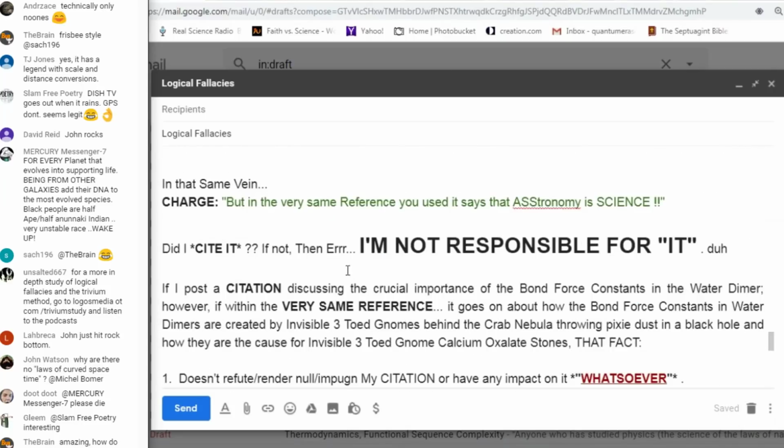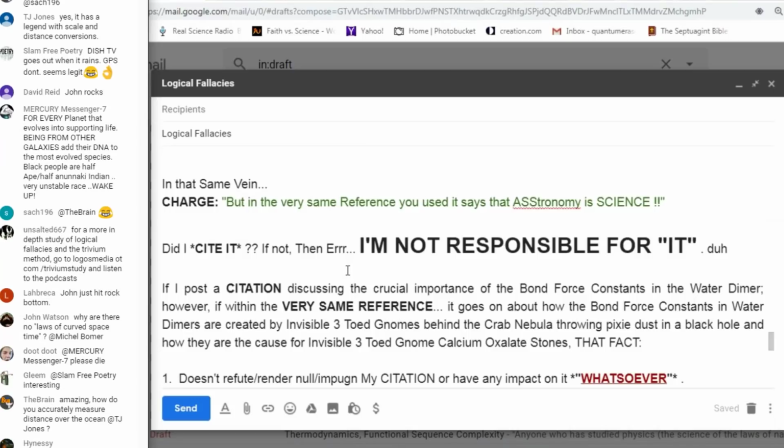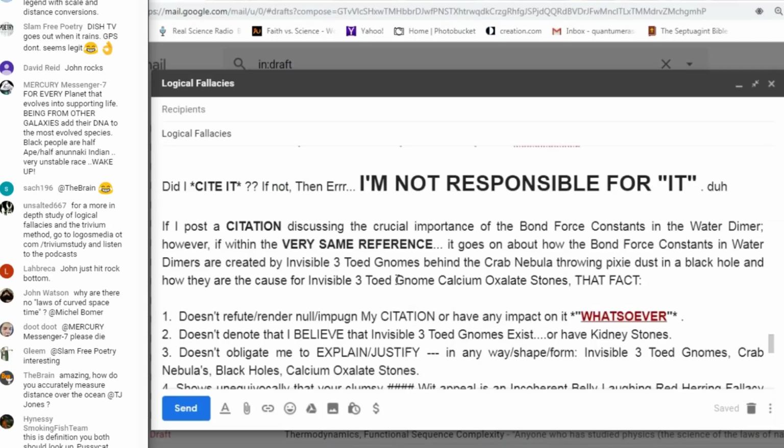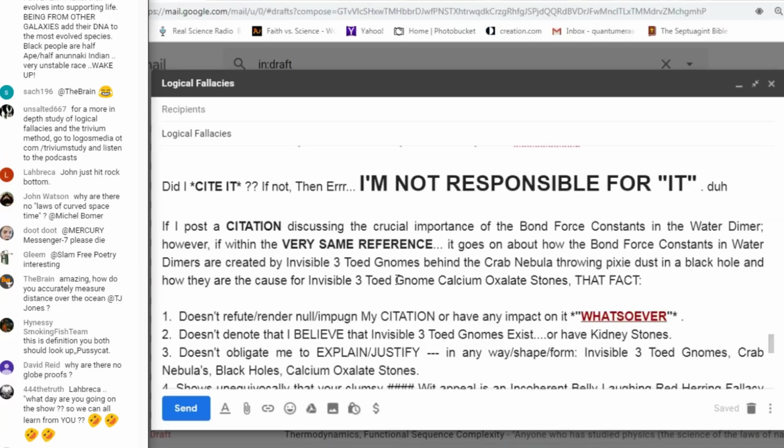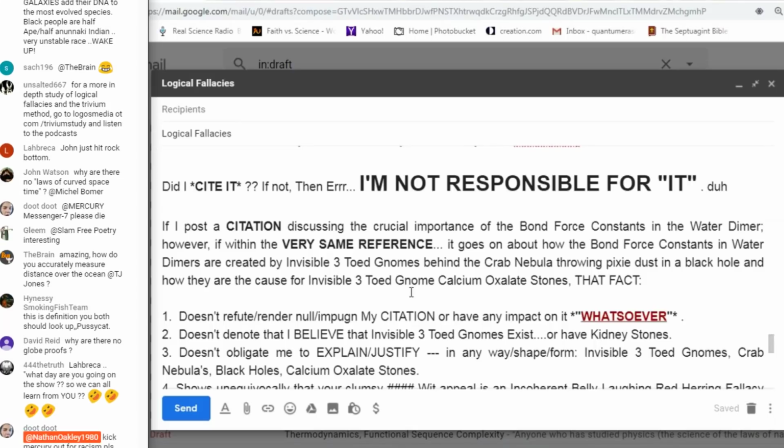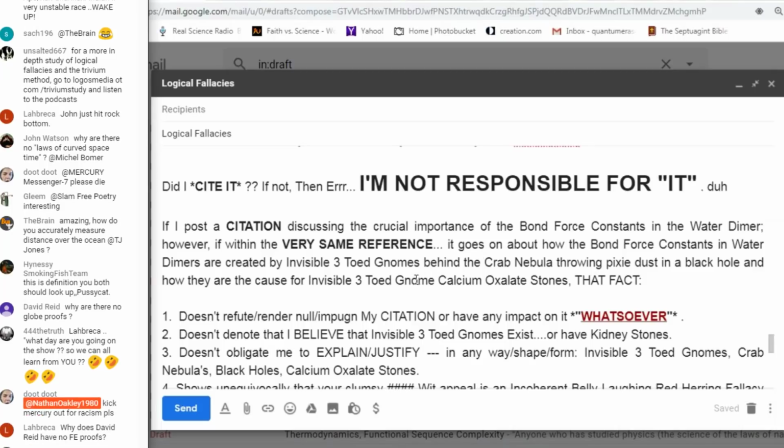In that same vein. The next charge is, but in the very same reference, quantum eraser, you used, it says that astronomy is science. Unfrigging believable. I don't think these people ever graduated high school, to be perfectly honest with you. Did I cite it? If not, then I'm not responsible for it.